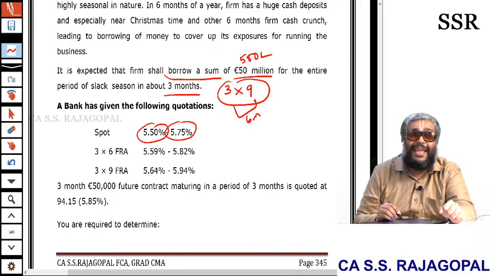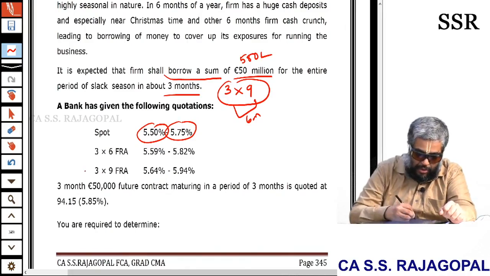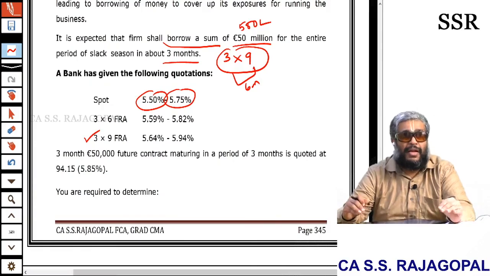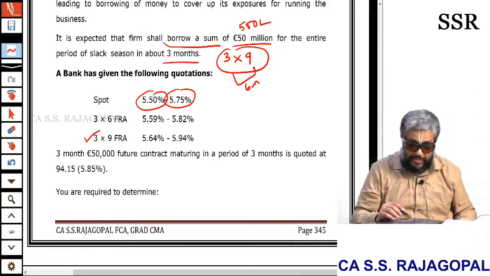5.59, 5.82. 3 by 9 FRA, 5.64, 5.94. We all know that we have to go for what? 3 by 9 FRA, because the company is going to borrow in 3 months time for the entire slack period of 6 months. So 3 by 9 is our thing.